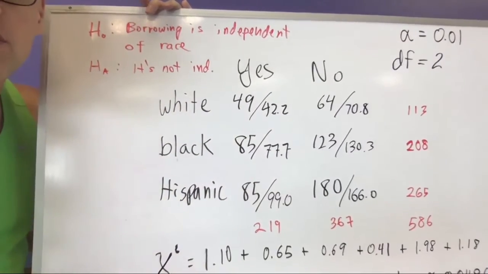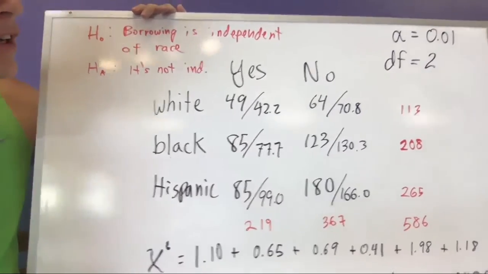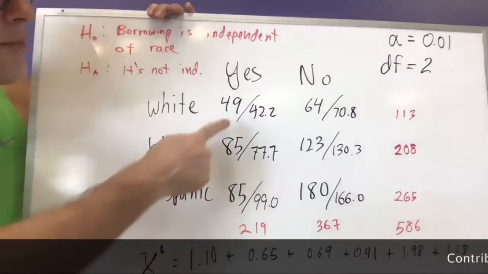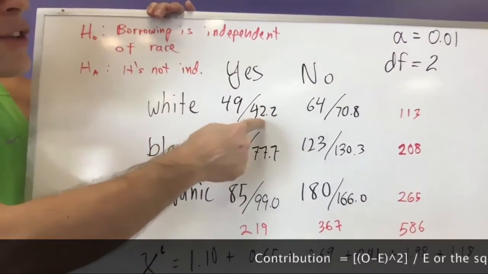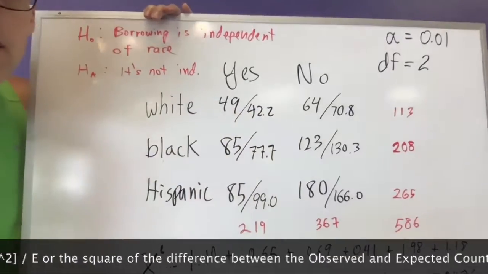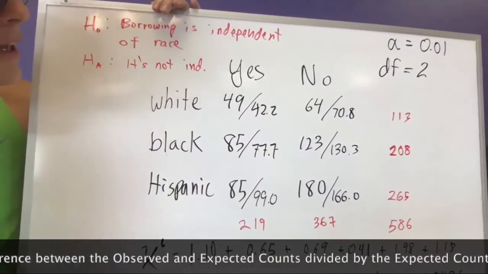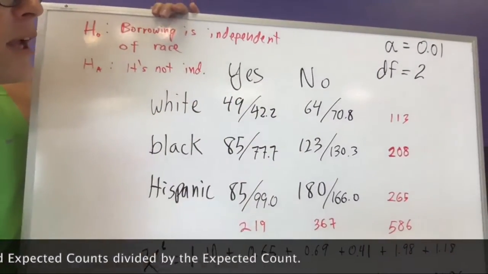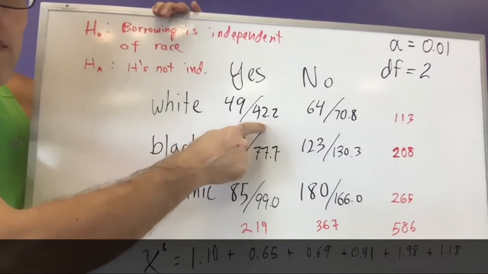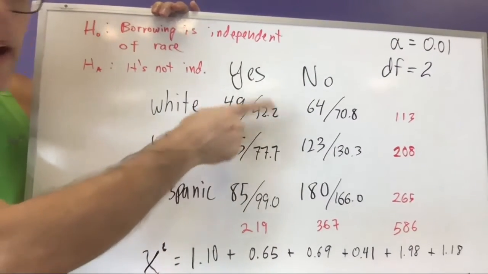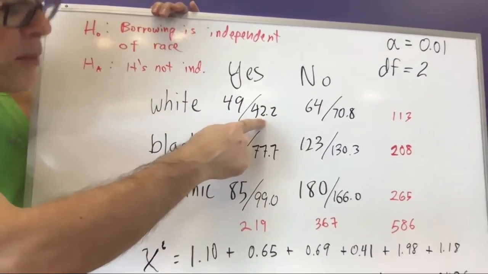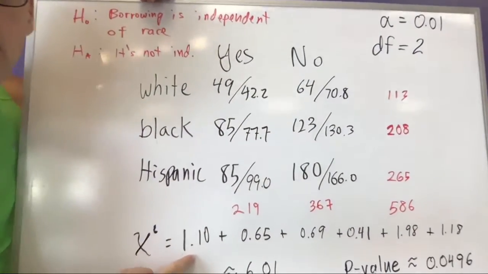If you want to get the chi-square statistic without using the calculator to cheat, then you're going to have to use that formula, observed minus expected squared divided by expected. So in other words, to get the contribution for this cell, I would take 49 minus 42.2, get the answer, square that, get the answer, and then divide by 42.2. And I get about 1.10.